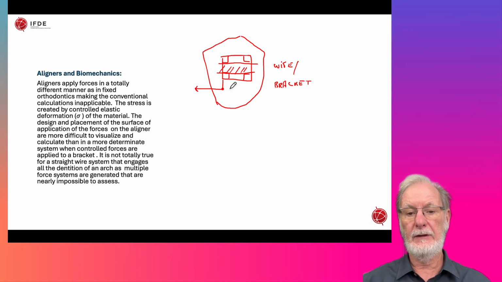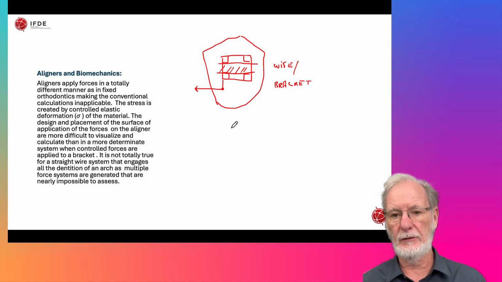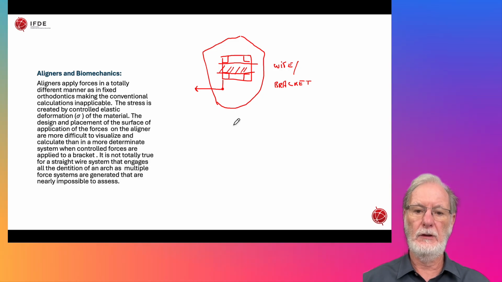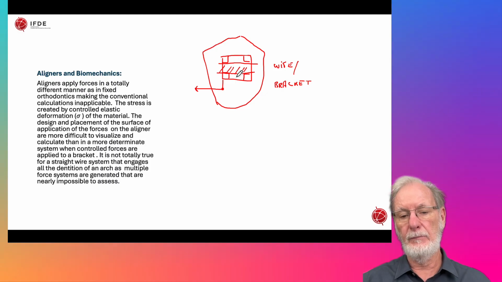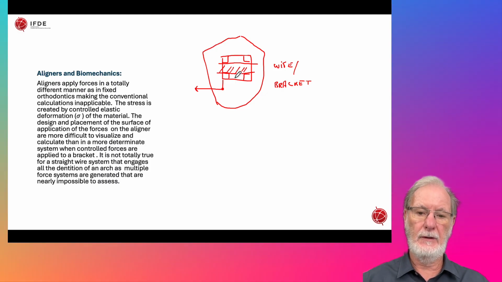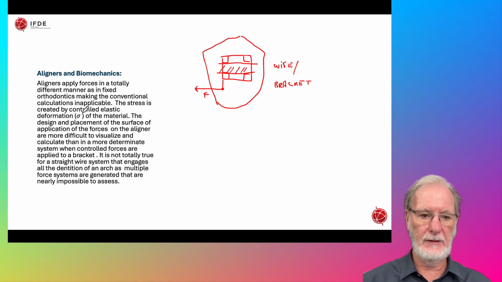So then you have a determinate force system, and if you know the distance to the center of resistance, you should be able to calculate your moment to force ratio, in this case the AP dimension, or you can also calculate it in the buccolingual dimension in order to assess roughly what will happen to the tooth movement when this force F is applied. The problem is with aligners is they are not doing the same thing.